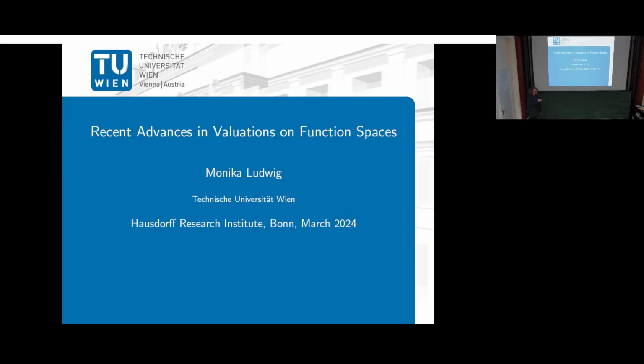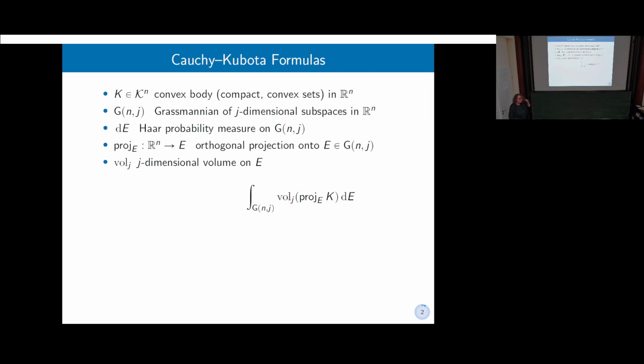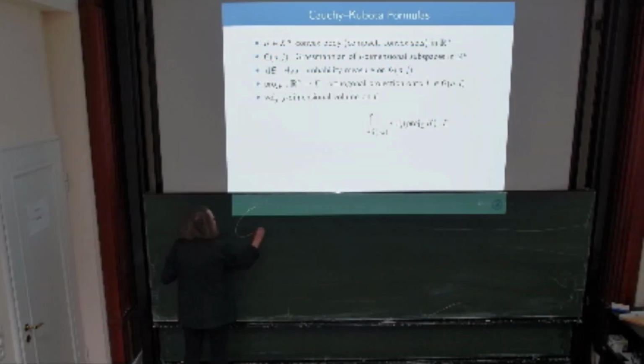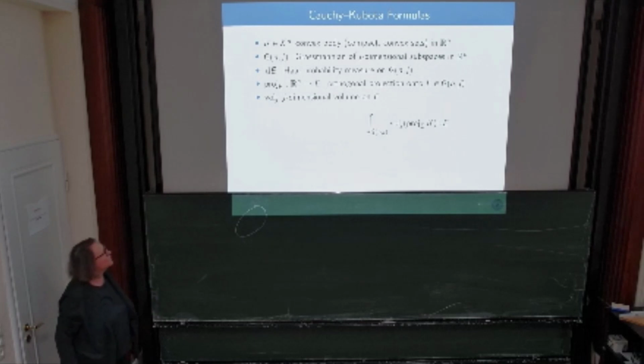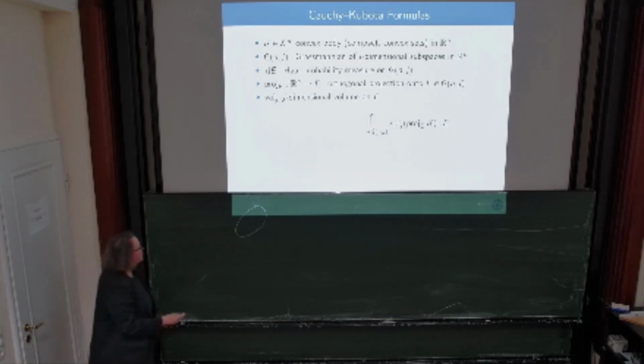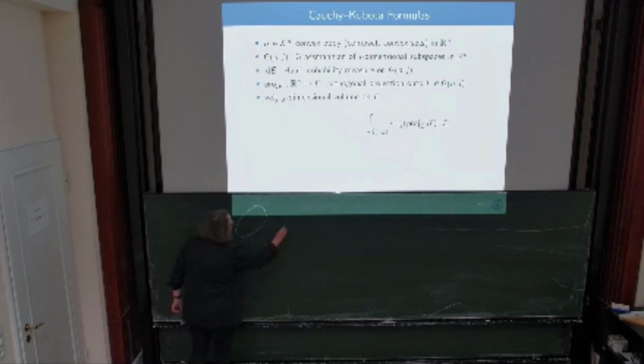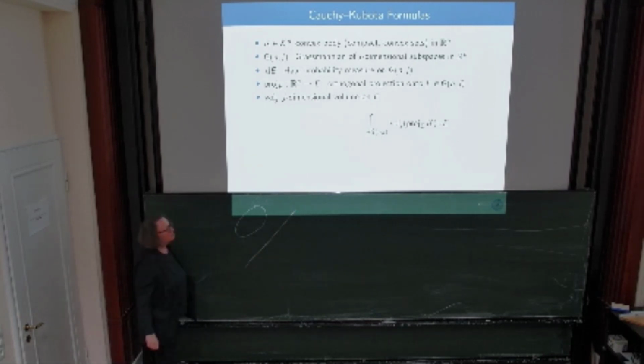Let me start with something that's not so recent. I want to start with the Cauchy-Kubota formulas. So what do we do? We start with a convex body in R^n, and this curly K is my notation for the space of convex bodies, compact convex sets in n-dimensional space. And I take a hyperplane randomly.